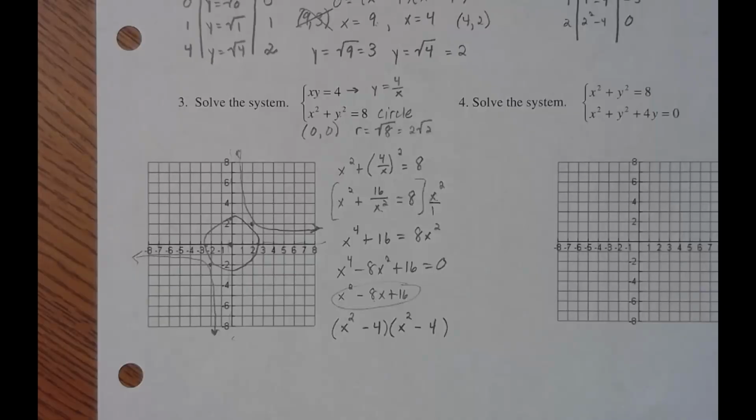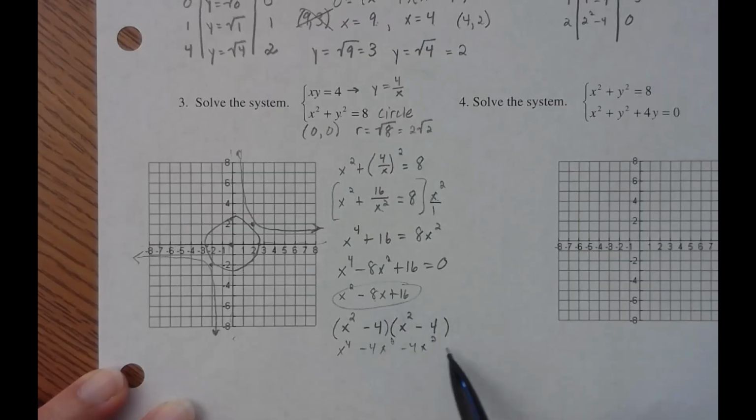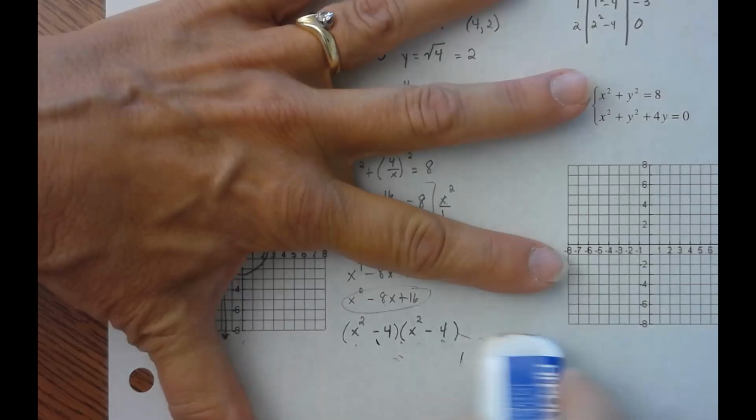Now if you want to put it all together, because you've never seen this before and you're not sure this really does that, just distribute this out. So we get x to the 4th minus 4x squared minus 4x squared plus 16. And that's kind of what we started with here. It's exactly what we started with. All right, so we're factoring.